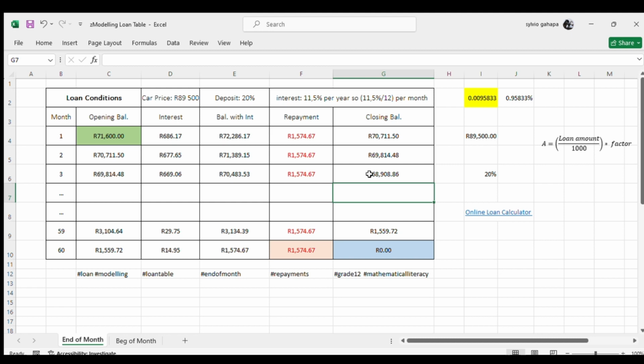It makes sense. What you owe the bank at the end of the 31st of January will be exactly the same as what you owe them at the beginning of February. If you owe them 10,000 on the 31st of March, that's exactly what you're going to owe them on the 1st of April. So the closing balance amount is automatically the opening balance amount for the following month.